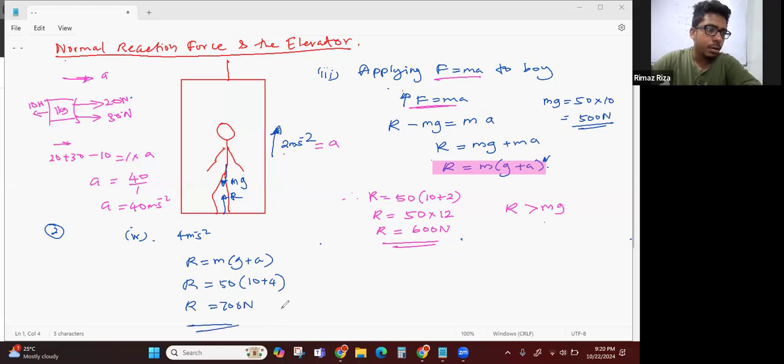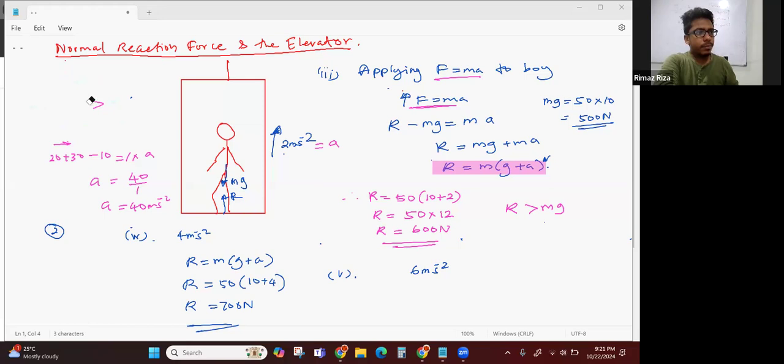Okay, good. For practice, I'll give you one more. Question number 5, the same question, but take the acceleration as 6 meters per second squared. 800 Newton, no? Okay, sir, correct. I have a question.